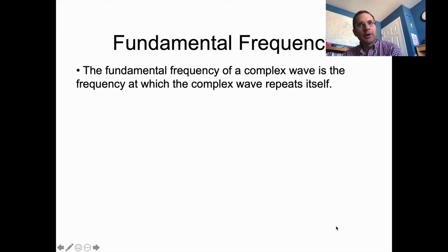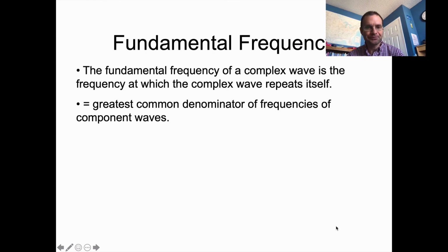So we know from our previous example that when we create a complex wave, it's not necessarily going to look like a sine wave anymore. It's not going to be nice and smooth. It could have funny little bumps here and there. But if it's periodic, you will see the complex pattern repeating itself over time. And the frequency with which that pattern repeats itself over time is the fundamental frequency of the complex wave.